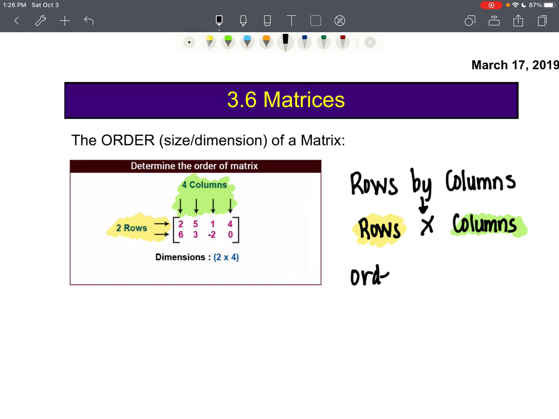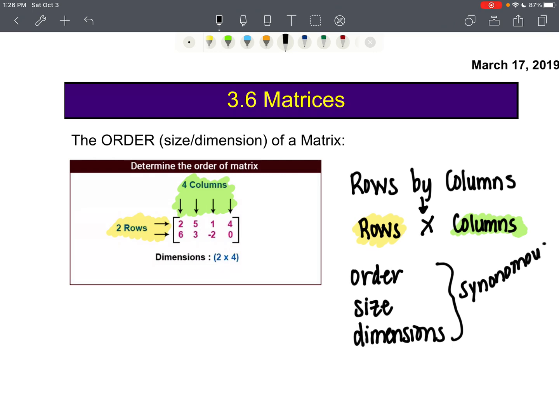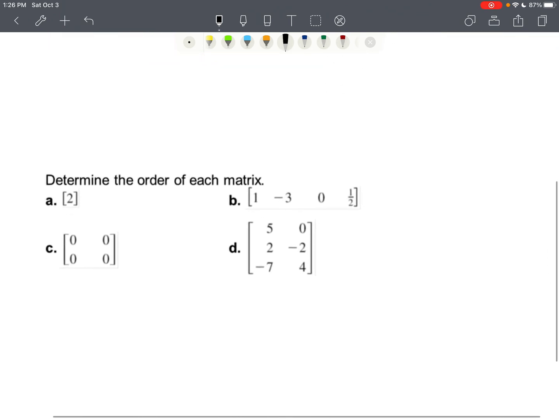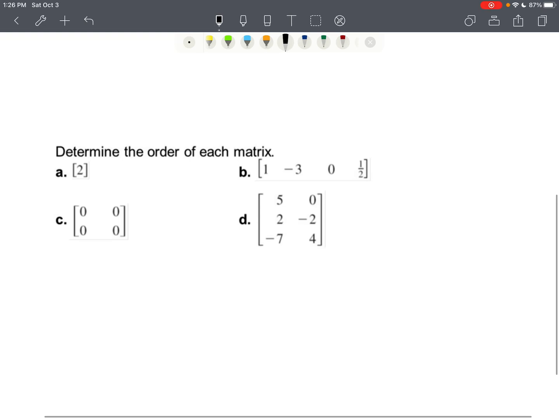The words order, size, dimensions, these are all synonymous. They all mean the same thing. Okay, so let's practice. What's the order of each matrix?